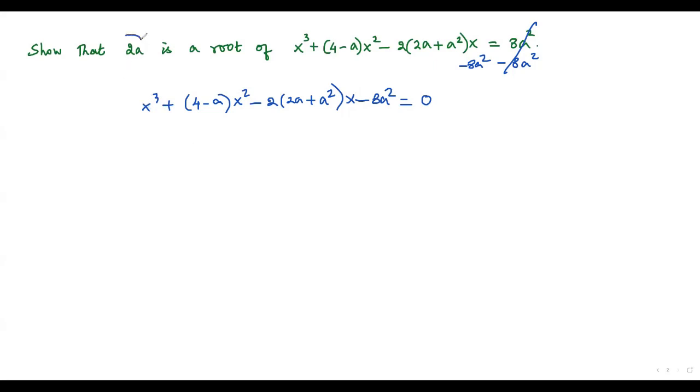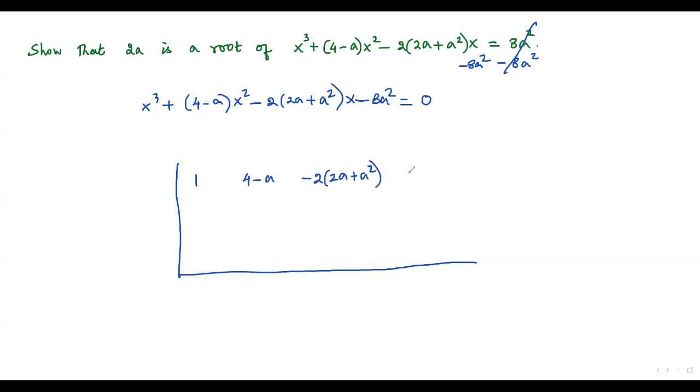To show that 2a is a root of this equation, I'm going to use synthetic division. Let me write it over here. Inside the division, we have to write the coefficients of the terms. The coefficient of x³ is just 1. The coefficient of x² is 4 − a. The coefficient of x is −2(2a + a²). And the constant term is −8a². Now we write this 1 over here, and since 2a is a root of the given equation, we write 2a outside.